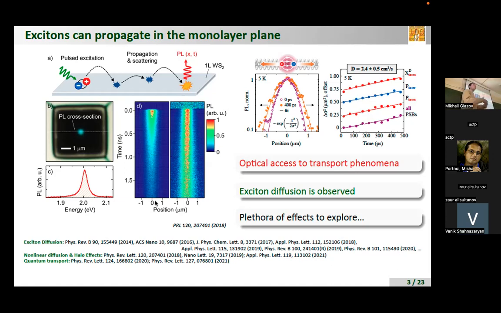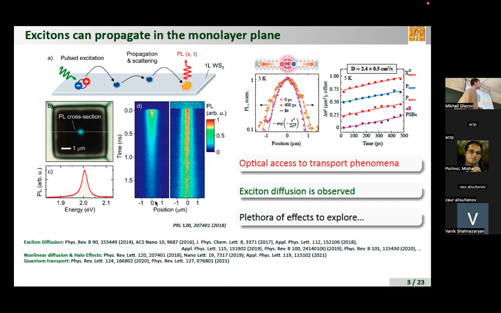And then, of course, it opens up a lot of possibilities to study different effects. I have listed some of them: normal diffusion, nonlinear diffusion, formation of excitonic halos, quantum transport, and so on. So a lot of things people can do with optics. Typically, when you study transport in electronic systems, you apply an electric field, you measure the current, you get the conductivity, and then you study the dependence of conductivity on some external parameters.